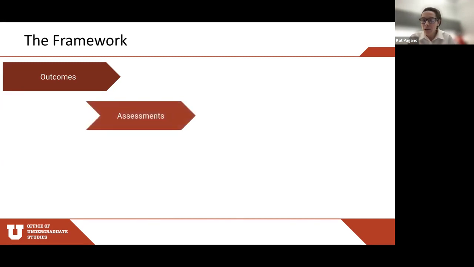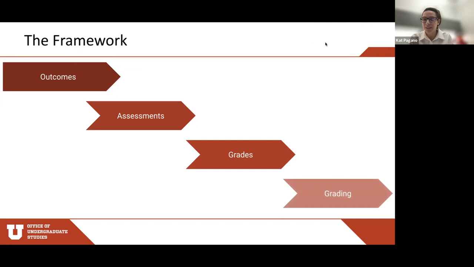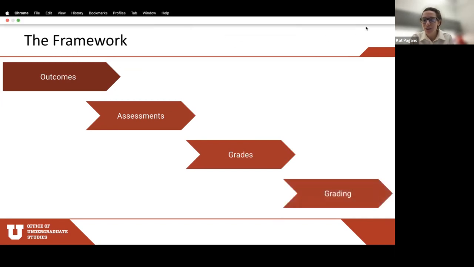Okay, so from your outcomes, you're going to start building in your assessments. What are these and how do they fit? How do they tie into my outcomes? Then you're going to look at how those assessments tie into your grades, and then how your grades are actually going to go into your grading process.